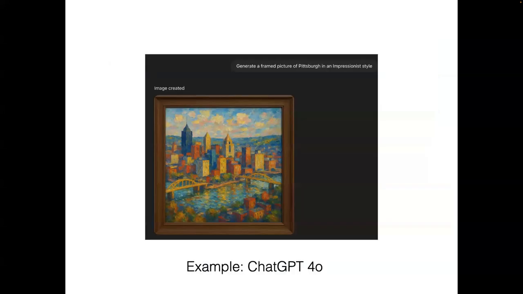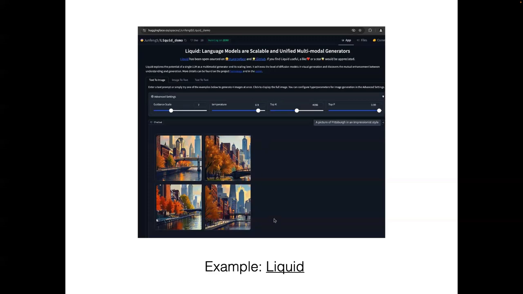Okay, so some examples of this: if you've used ChatGPT before, then now you can generate images with it. Here I'm asking it to generate this framed picture of Pittsburgh in an impressionist style. This is actually different. I ran it again since the last lecture, and I think this is definitely some hallucinated stuff here. But anyways, pretty interesting. Here's an example where the demo is accessible, the code is accessible, and the paper is accessible. I'll talk about this method at the end of the lecture.